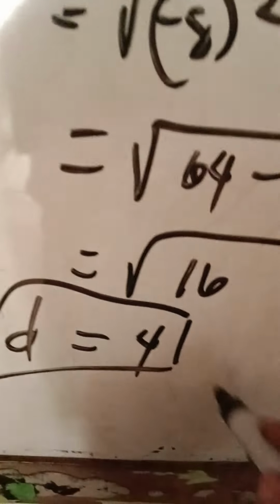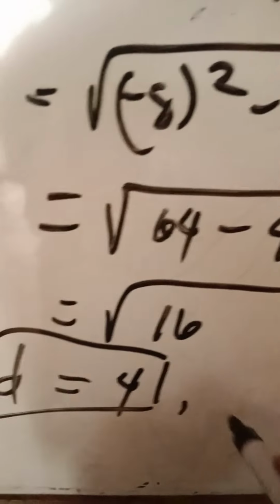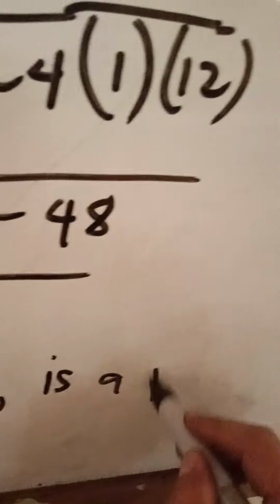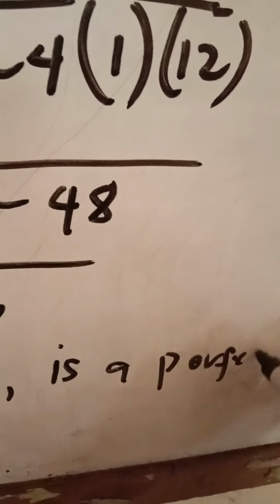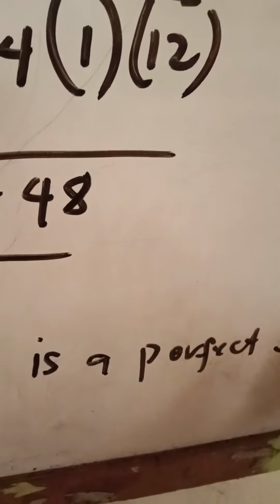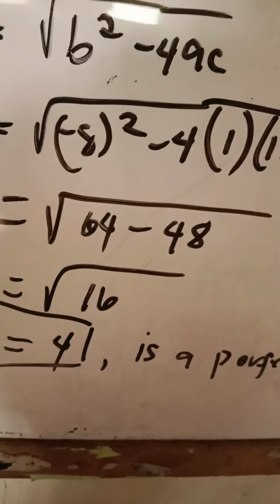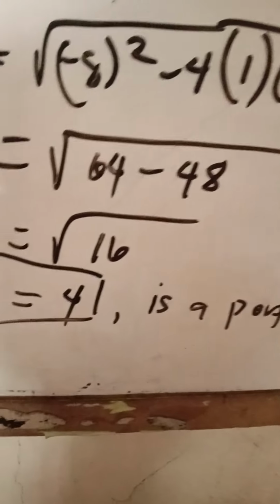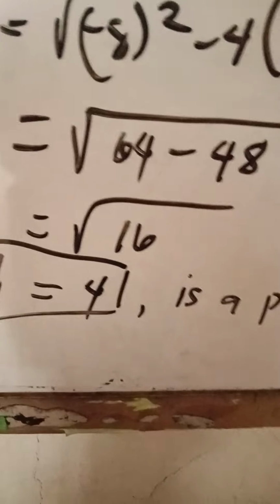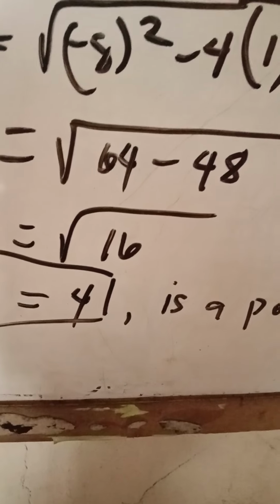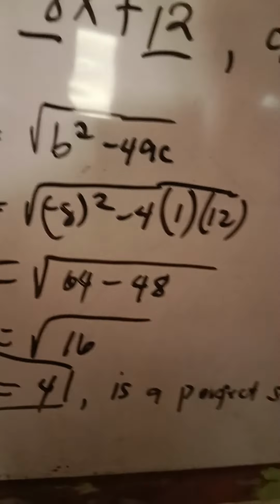So our equation is a perfect square. That's how you identify if the equation is factorable or a perfect square, by using the discriminant of the quadratic formula. Now let's have an example for not factorable.